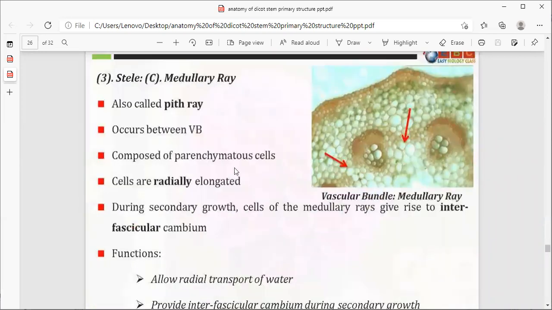Next here, that's the third, we call it the stele region. So this is the stele region. Okay, so we can observe the medullary ray. In between the two vascular bundles, there is a part that is called the medullary ray. It is also called a pith ray. This occurs between the vascular bundles, composed of parenchymatous cells that are radial. If you see this one, some kinds of radial cells we can find out here.